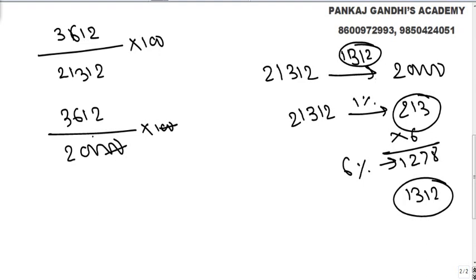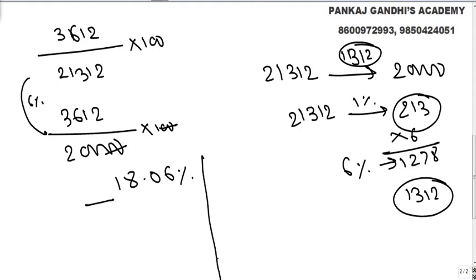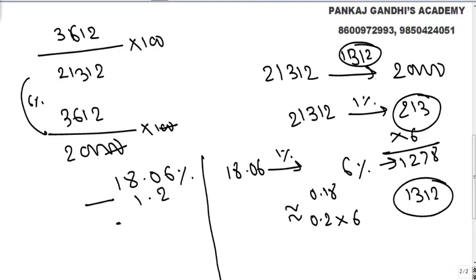Let's solve it first. We divide by 2, we get 18.06. We have reduced the denominator by 6%, so the answer is increased by 6%. Now what is 1% of the answer? 0.18, very close to 0.2. So let's say for 6%, 1.2. So we get close to 16.9%.